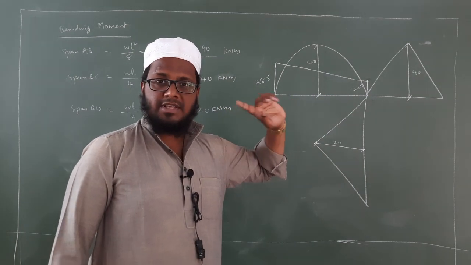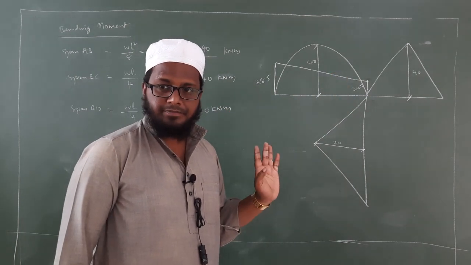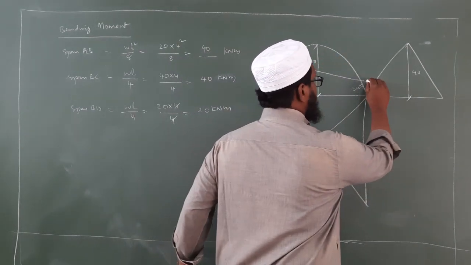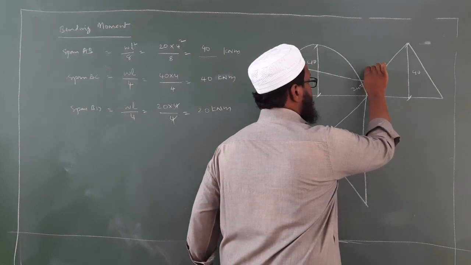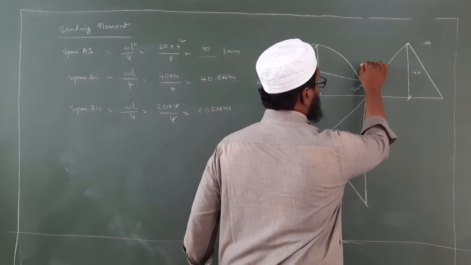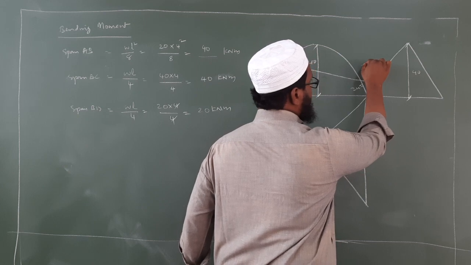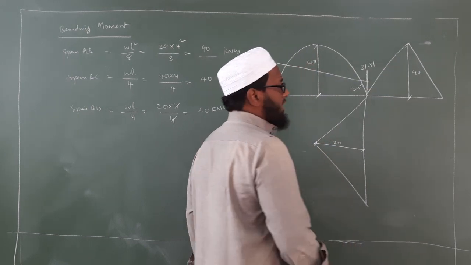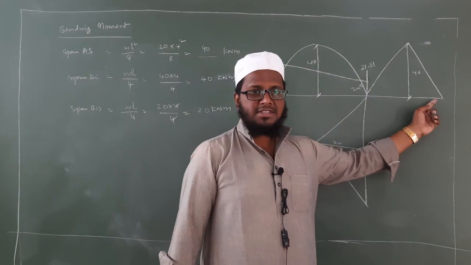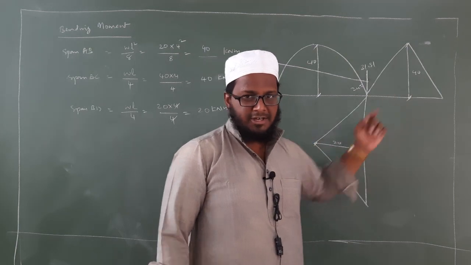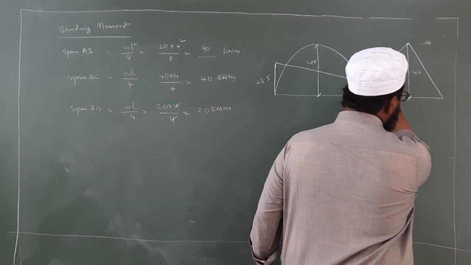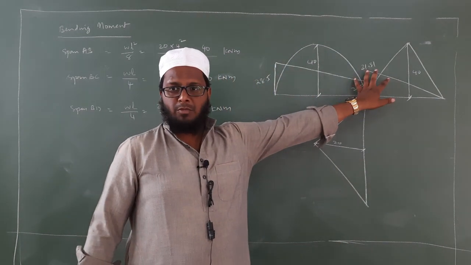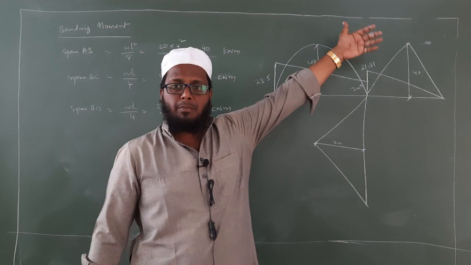Now we have one more value, that is MBC. What is that? Minus 31.81. So more than this one. Minus 31.81. Next we have MCB. MCB is 0. Why? Because it is simply support, isn't it? So at simply support we do not have any moment. So this is our bending moment diagram and fixed end moment diagram for the top portion of the frame.